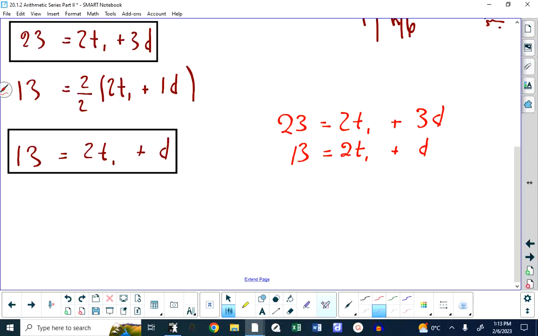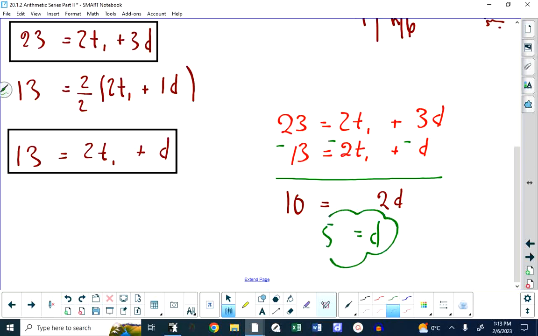I think I've mentioned this to you before, but I'll find out. Have I mentioned the fact that I don't really like subtracting, that addition is easier? So you can either subtract them, and if you do, that's fine. There's nothing wrong with this. 23 minus 13 is 10. 2t1 minus 2t1 is nothing. 3d minus d is 2d. I would, though, multiply everything in this equation by -1 and add it. It doesn't matter, but as things get more complicated, it might be easier. Bottom line, now I know d. d is 5. The common difference is 5.